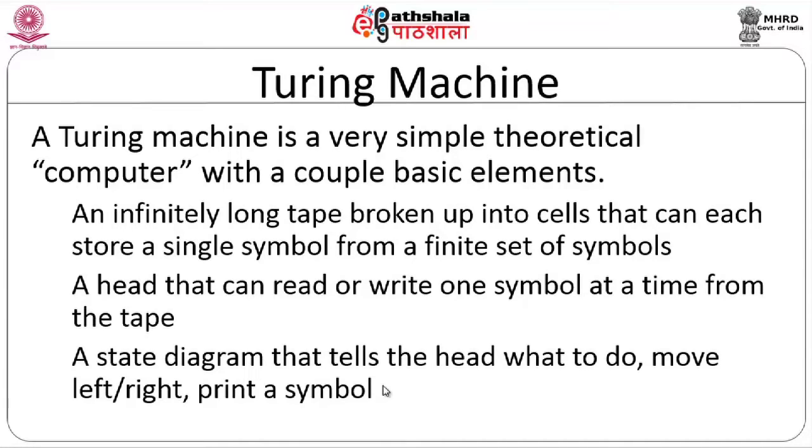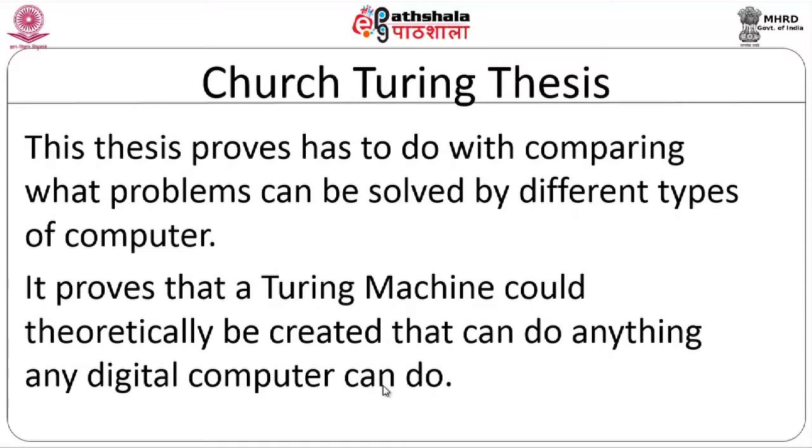You have a magnetic head that can move one step ahead. So, it will move forward, it will move backward. It can also print a symbol. In other words, a Turing machine can serve as a mathematical model which can take a program and execute it, and if it terminates correctly, we can come to a conclusion that the program will halt or the program is right. In other words, a Turing machine can be used as a proofing tool.